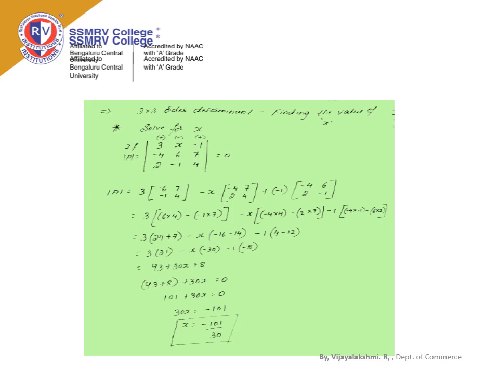101 plus 30x is equal to 0. 30x is equal to minus 101. x is equal to minus 101 divided by 30.